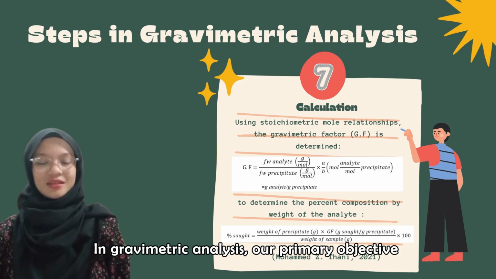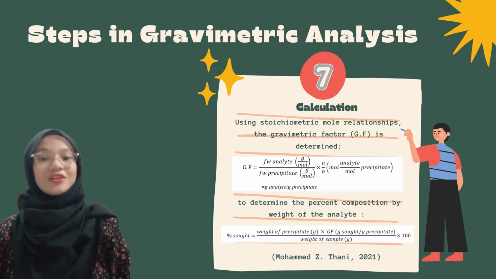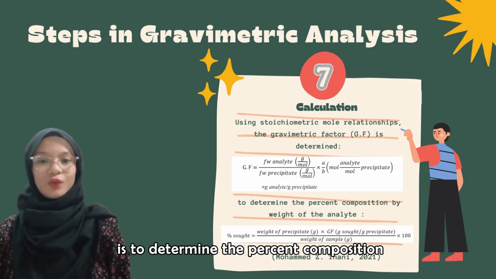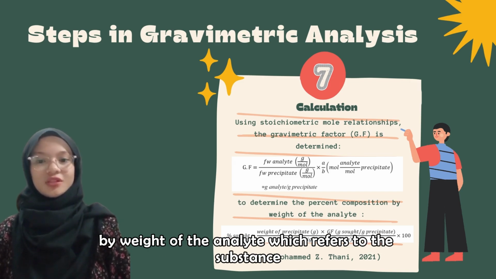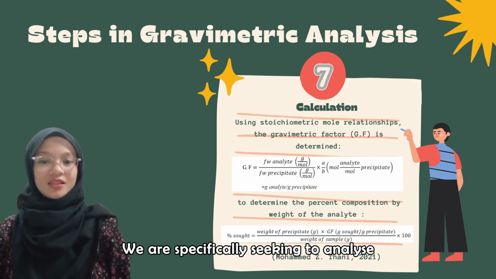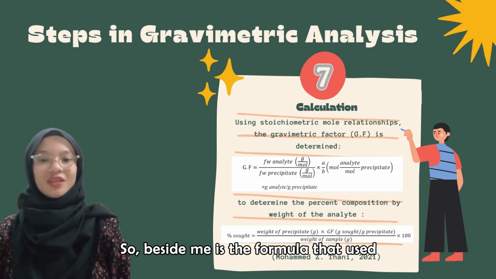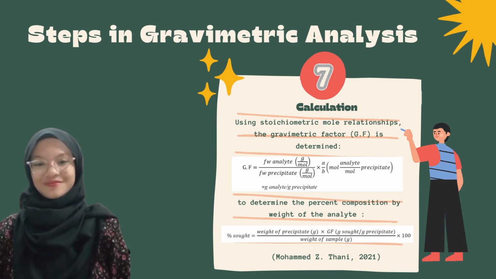In gravimetric analysis, our primary objective is to determine the percent composition by weight of the analyte, which refers to the substance we are specifically seeking to analyze. So, beside me is the formula that is used.